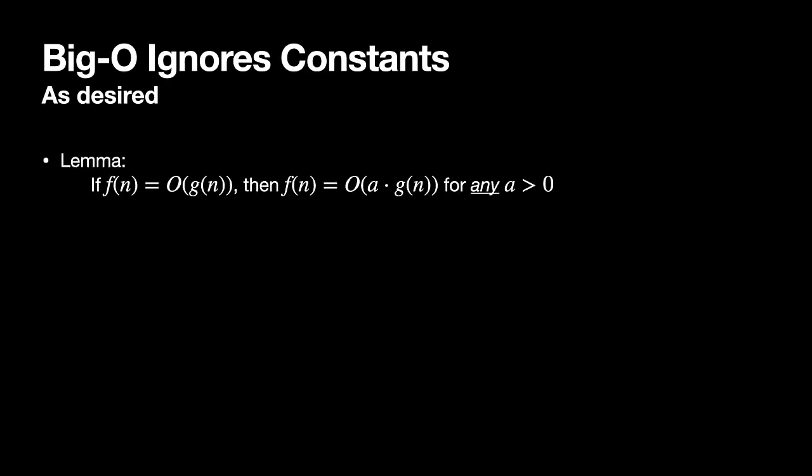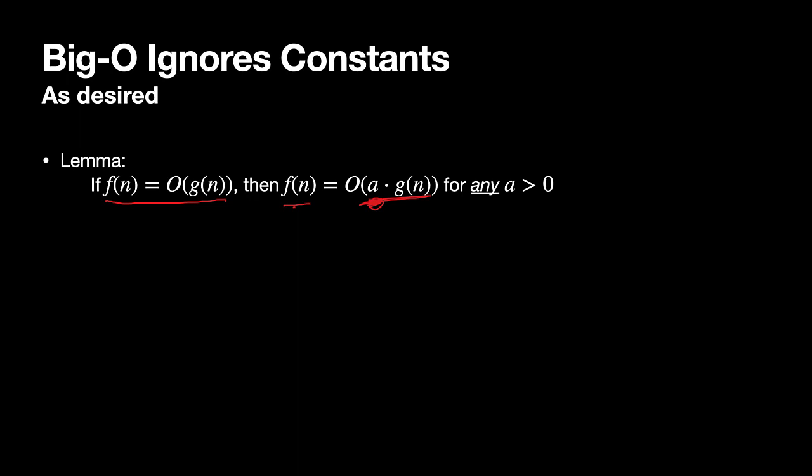Okay, so let's develop a theorem that could help us understand these things a little bit better. We're going to say that if we've got two functions and f is in the big O of g, then if we multiply g of n by some constant a, f is also in the big O of that new function that's been multiplied by a.